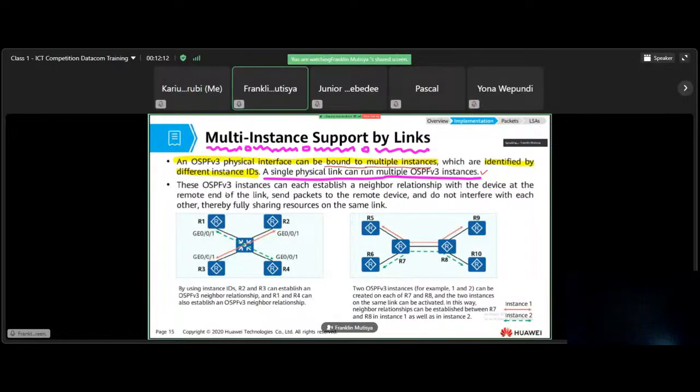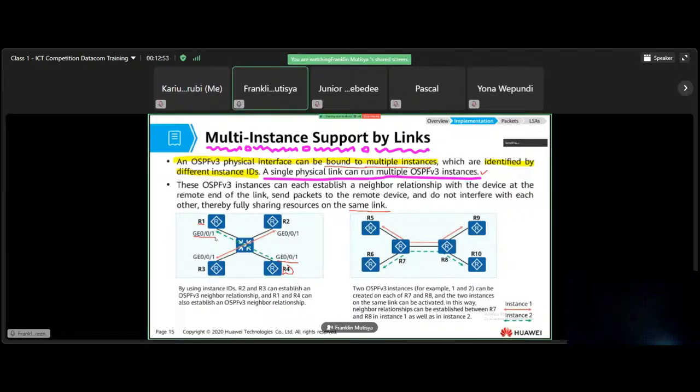Now, these OSPF version 3 instances can establish neighbor relationships with other neighboring devices at the remote end. They will send packets to the remote device, and they do not interfere with each other. Therefore, they can fully share the resources of the same link. So, for instance, between this router 1, assuming we have a switch in between, and router 4, we can configure multiple instances on each of these interfaces and ensure that they communicate with each other without interference.